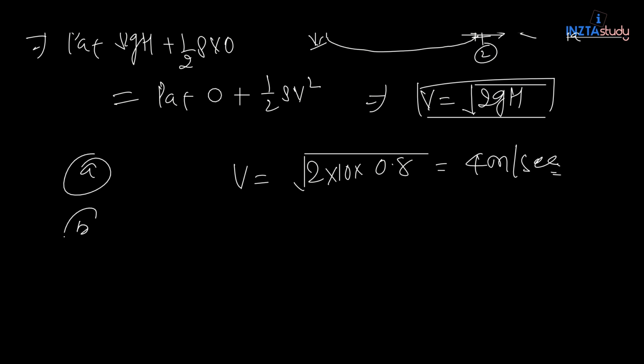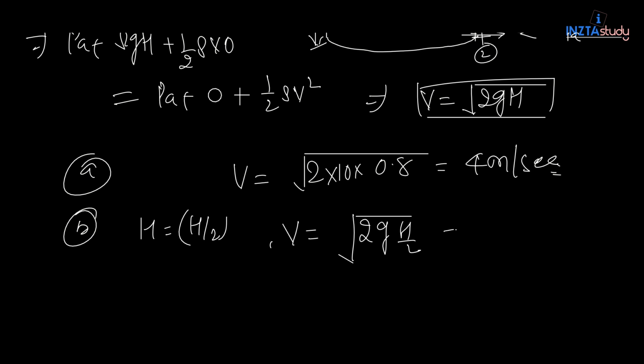This was A part. Now B part. Find the speed of water coming out when half the tank has leaked out. So now h has become h by 2. So definitely v will become root of 2g h by 2. So g h is equal to 10 into 0.8. So it is root 8 meter per second.